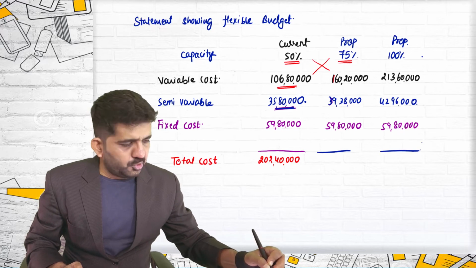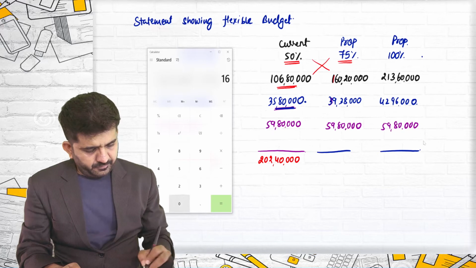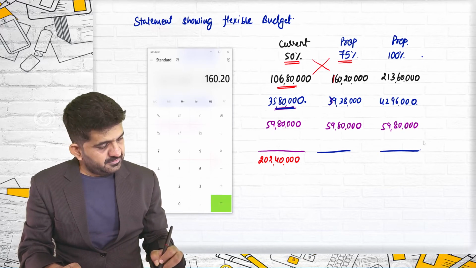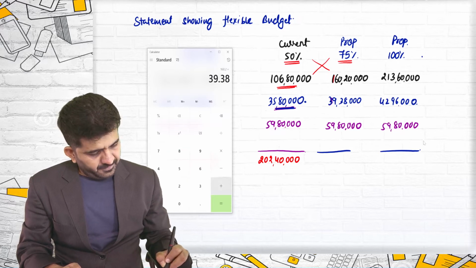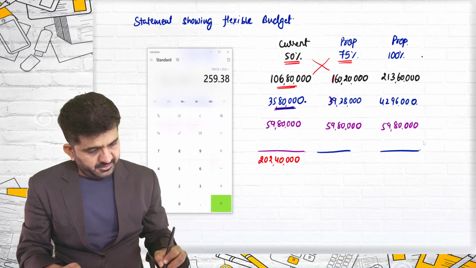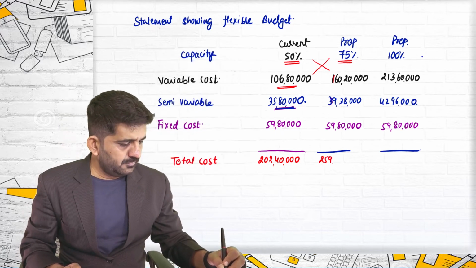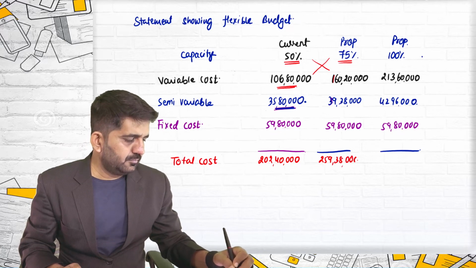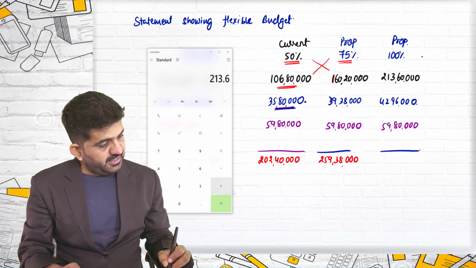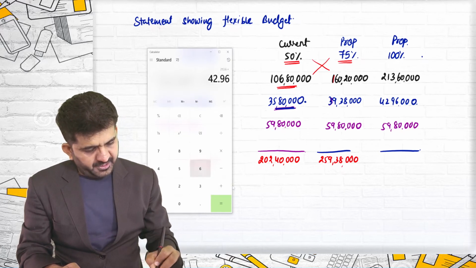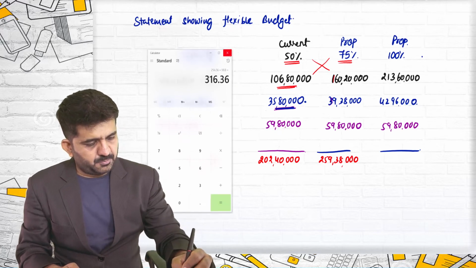I have got the total cost at all levels of capacity. I just need to total it. 160.20 lakhs plus 39.38 lakhs plus 59.80 lakhs. It is 259.38 lakhs. This will be 213.60 lakhs plus 42.96 lakhs plus 59.80 lakhs. 316.36.